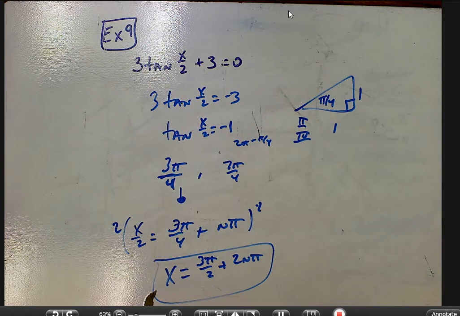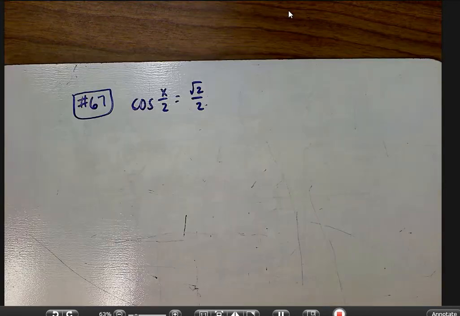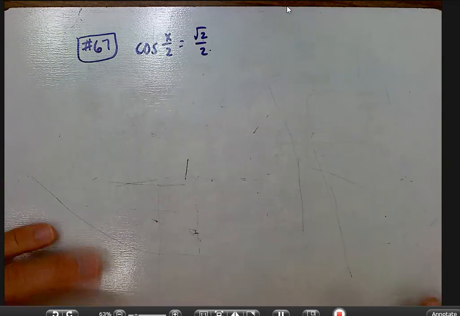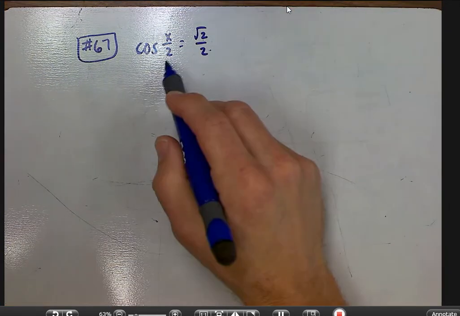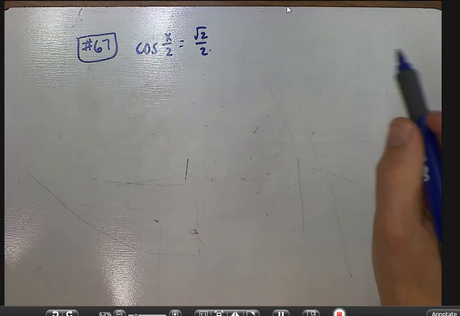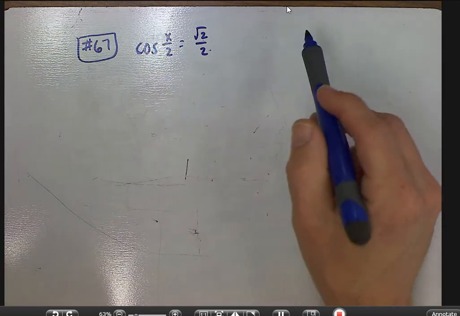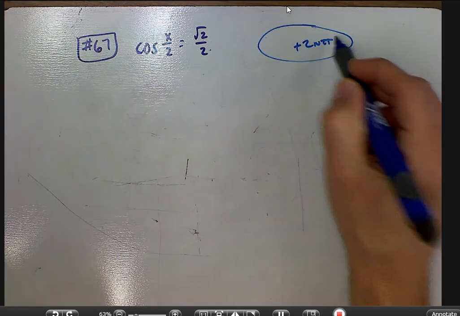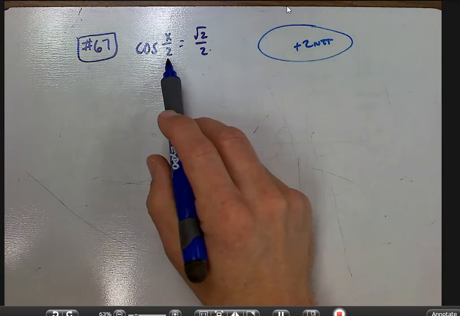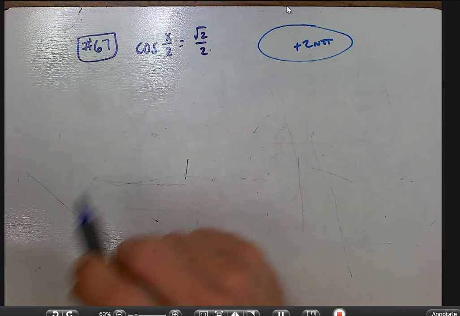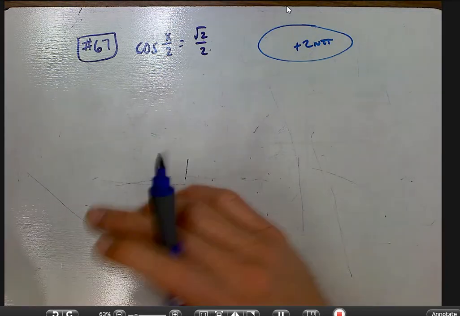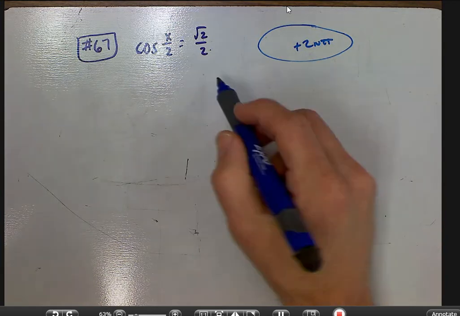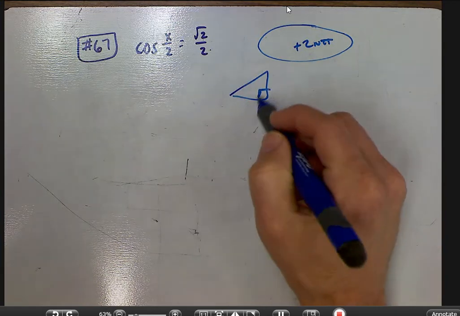Okay, let's try one more problem. Let's try number 67. See if you can figure it out. Now this is a cosine problem, so that tells me from 0 to 2 pi the normal answers. I have nothing up here to restrict it, so I know I'm going to need to put in plus 2n pi somewhere. This is called half angle x over 2, so I know I'm going to have to do something at the end with multiplying everything by 2. But since it's already solved, draw my triangle, square root of 2 here, 2 there.